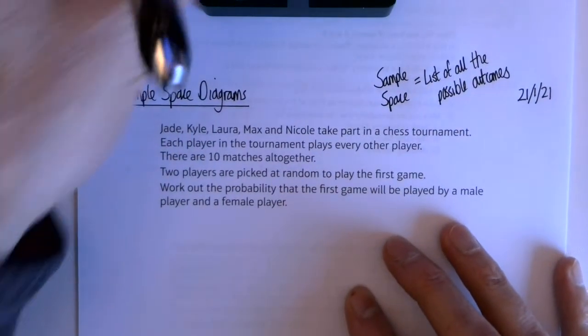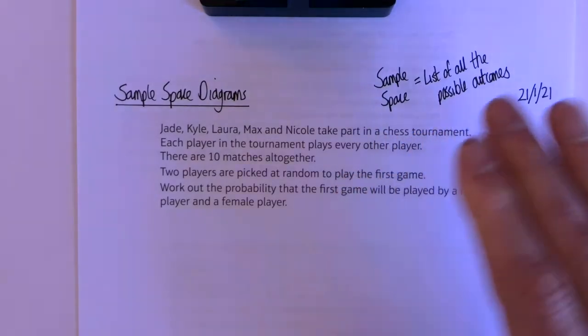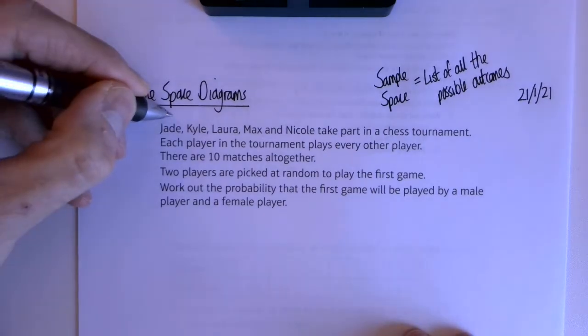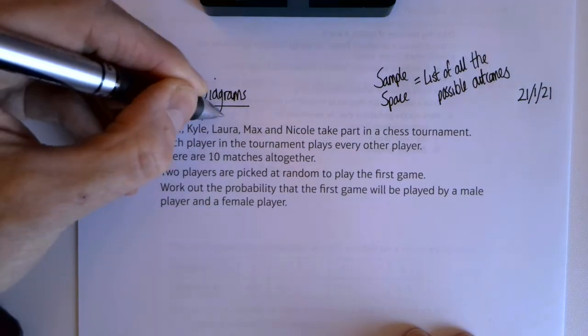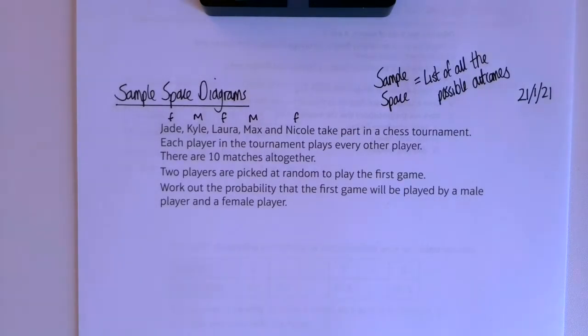And as we found in last lesson, we often use multiplication, the product, to work out how many outcomes, and that allows us therefore to define the sample space. There are some techniques that we can use, and the sample space diagram is one such technique. So this question here is very much like the ones we were doing last lesson, and the one I've just done as a starter. We've got Jade, Kyle, Laura, Max and Nicole, and I'm assuming that's female, male, female, male, female, and they play a chess tournament.